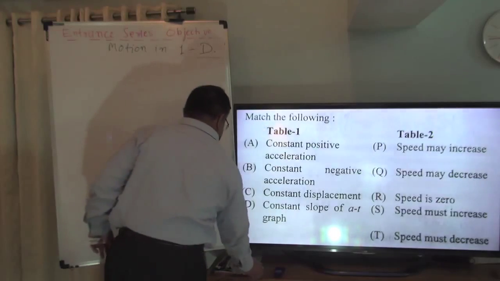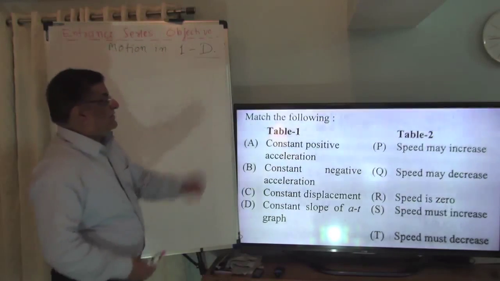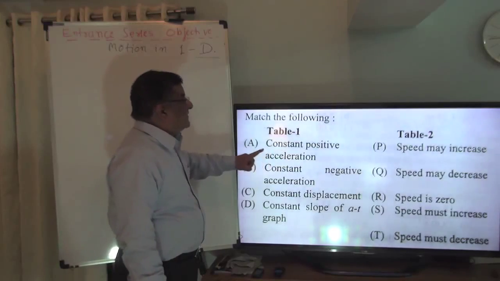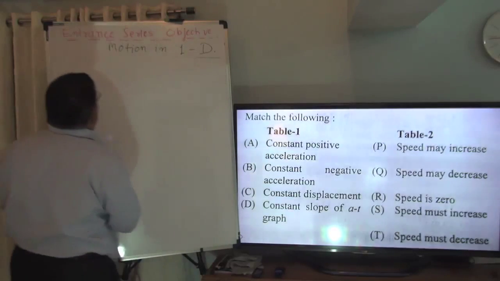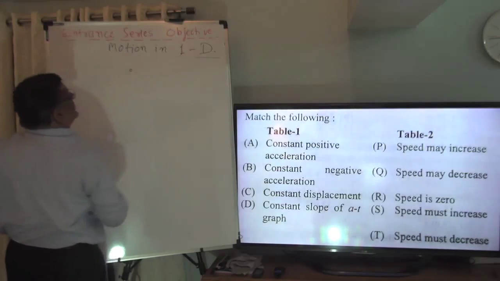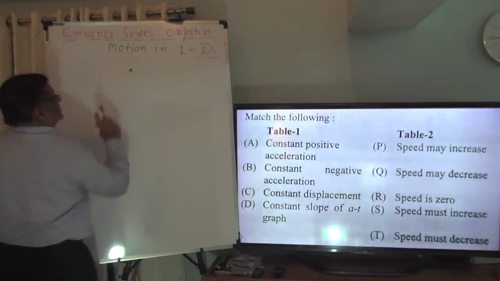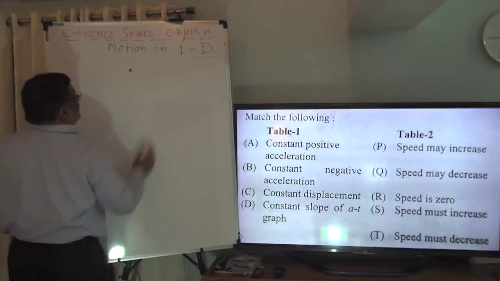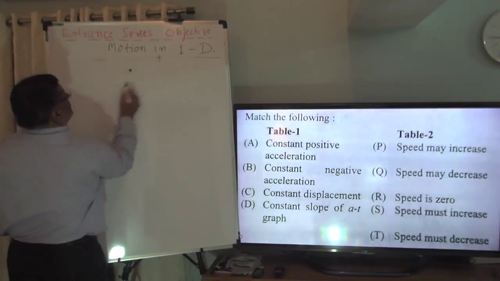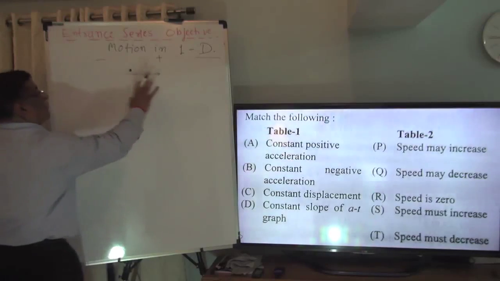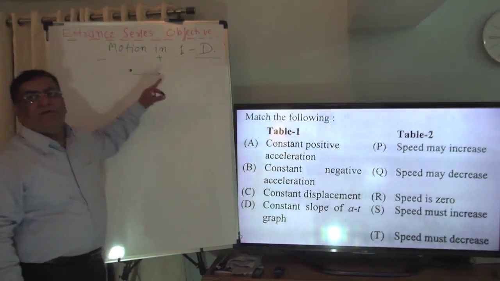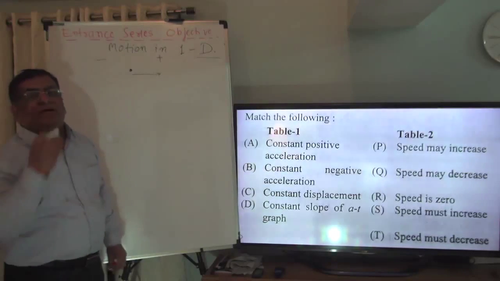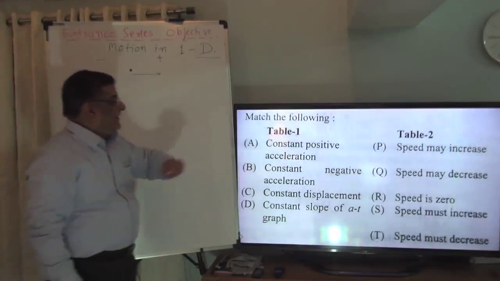There is no question as such. Some statements are given. First is constant positive acceleration. Here, this is a position of the body and it is having a constant positive acceleration. If this side is plus, this is minus, then there is an acceleration on this side and the magnitude of acceleration is constant. That means it goes on increasing velocity with the same rate.